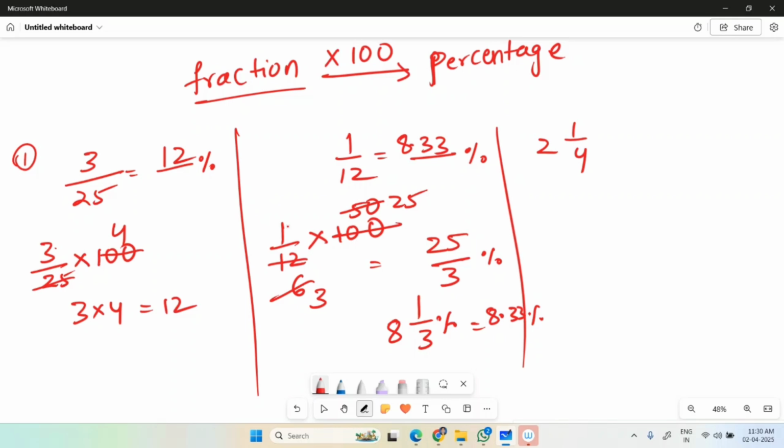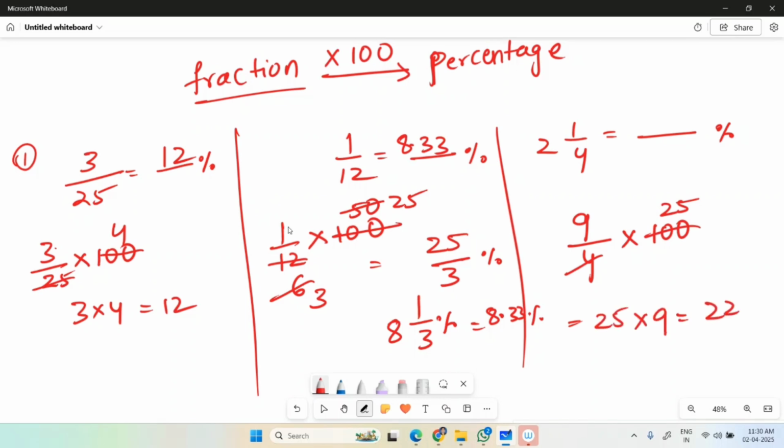So 8.33 percent. Now 2 1 by 4 is a mixed fraction. Let's convert this into percentage. 2 1 by 4 is nothing but 4 times 2 is 8, 8 plus 1 is 9, so 9 out of 4 times 100. 4 times 25 is 100. 25 times 9 is 225. 2 1/4 can be written as 225 percent. See how simple it is.